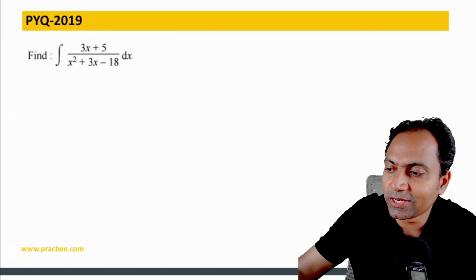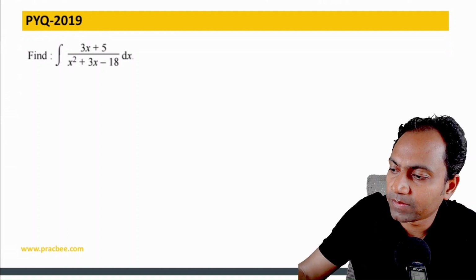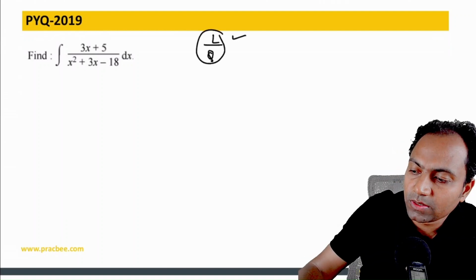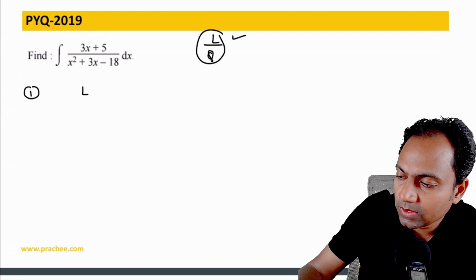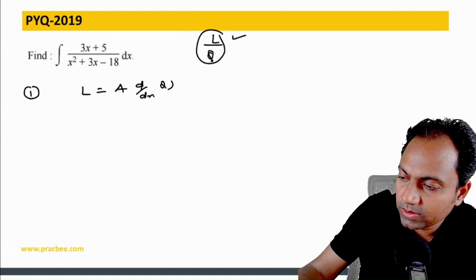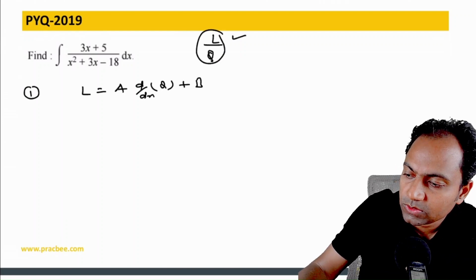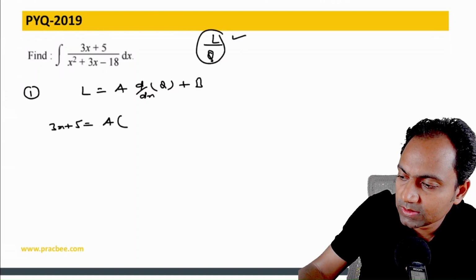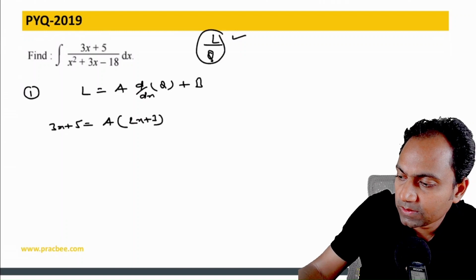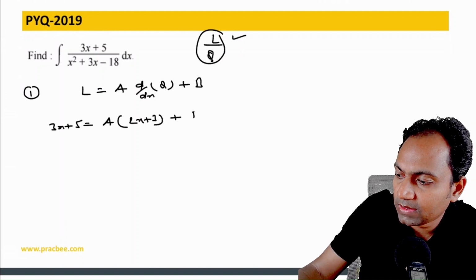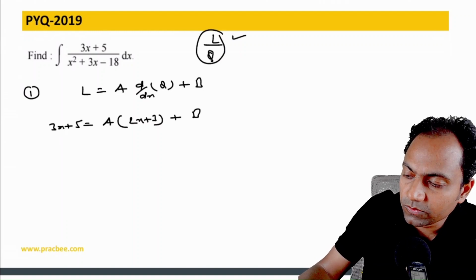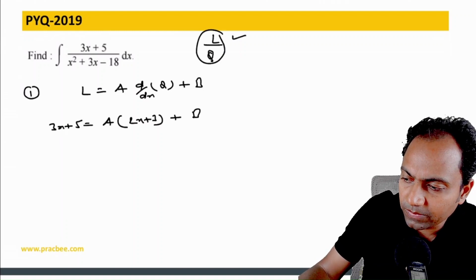Now in this 2019 question, we have a very specific format of linear by quadratic. For solving such questions, the first step is to write the linear as a times d by dx of the quadratic plus b. So if I do it so, 3x plus 5 is equal to a times 2x plus 3 plus b. Now in order to find a and b, we are going to compare the coefficients or put the value of x. I am going to compare the coefficients.